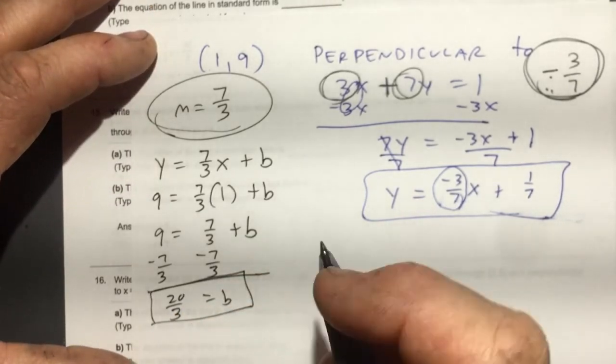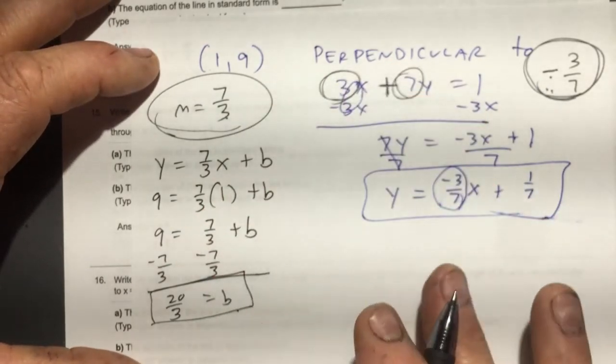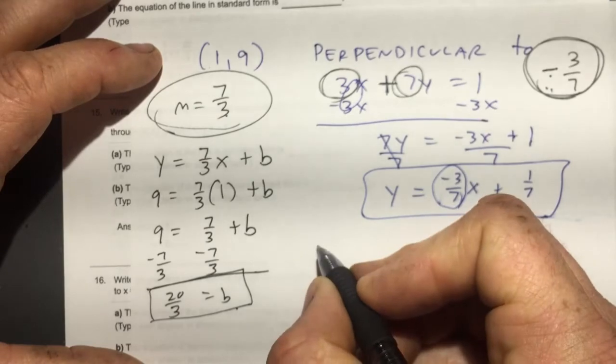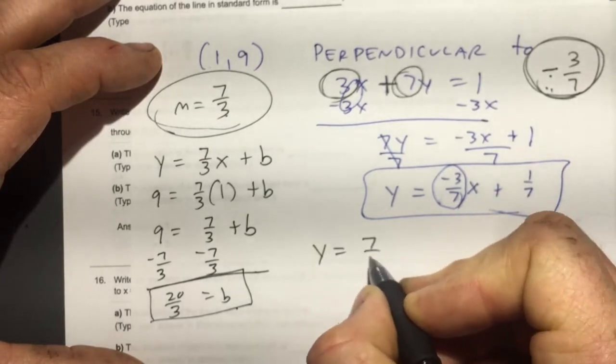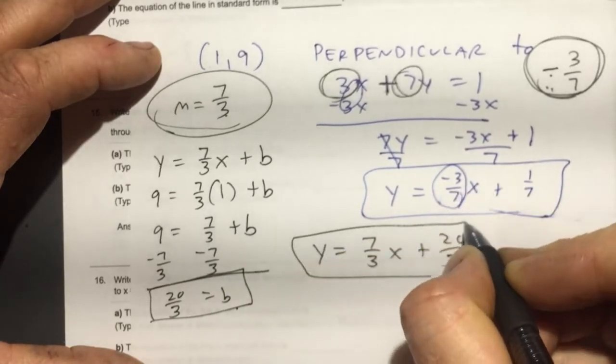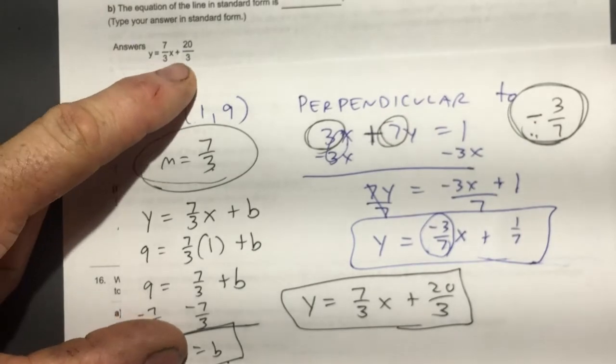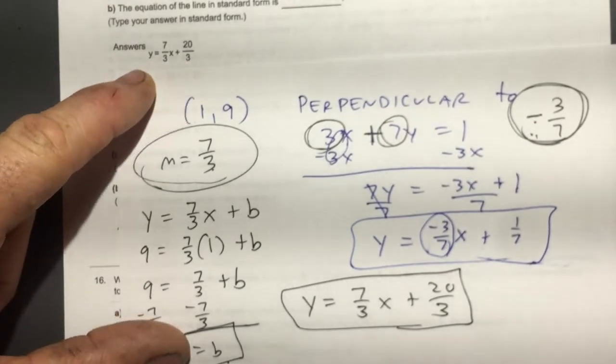Okay. So here's my slope, and there's my y-intercept. So that means my equation is going to be y equals 7 over 3x plus 20 over 3. And let's see if we get that right here. 7 over 3x plus 20 over 3. We got it. Okay.